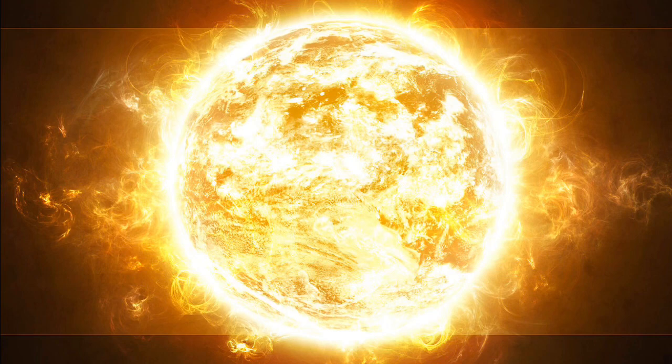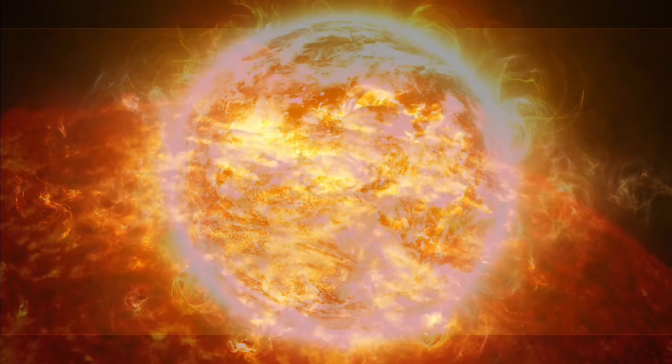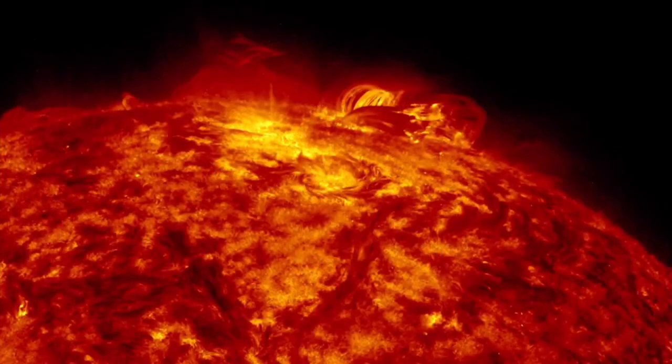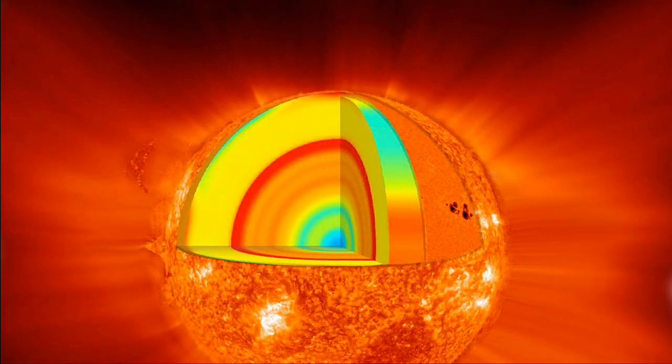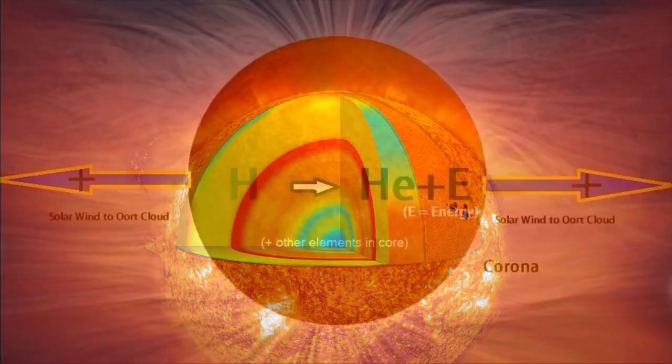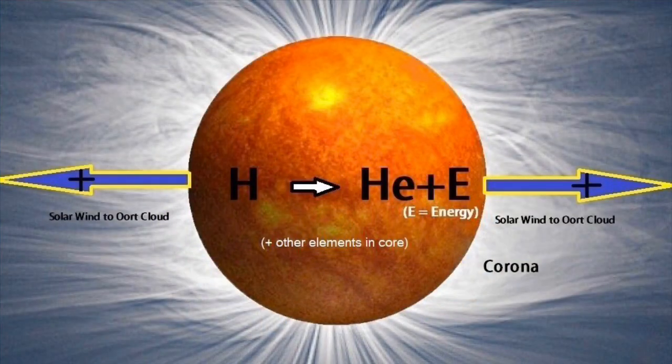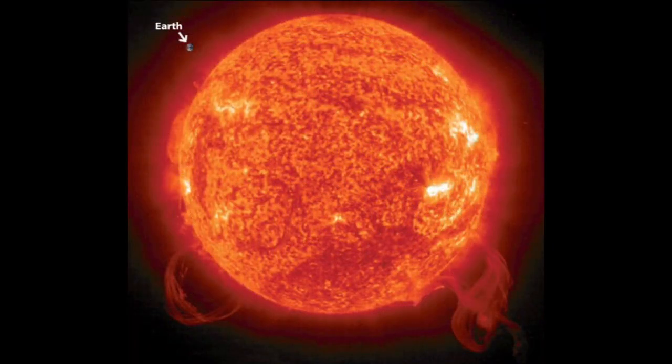Luckily, we're not closer to it because the surface temperature is around 5,500 degrees Celsius, and the temperature at the center of the sun is 15 million degrees Celsius. That center part is called the core. It's where all of the heat and light energy is created, as hydrogen is constantly changing into helium in thermonuclear reactions. The sun isn't just hot, it's huge.